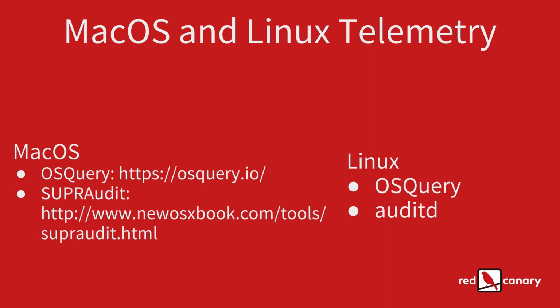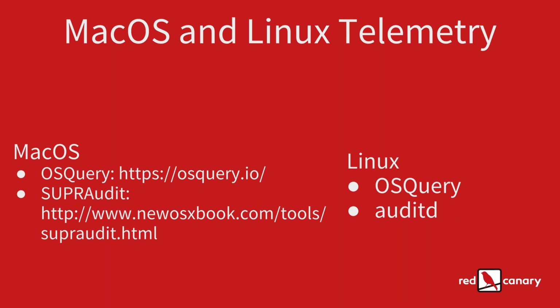In Linux, of course, OSQuery is still a great option, and you can really tune auditd, the default auditing subsystem. You can tune that nicely using some resources you find online. You can go and get the CIS benchmark for your platform of choice, and you can get that churning out some good information for you.